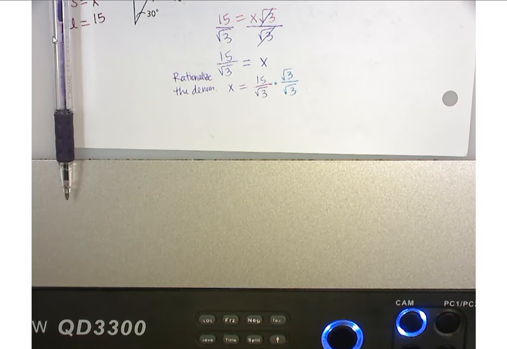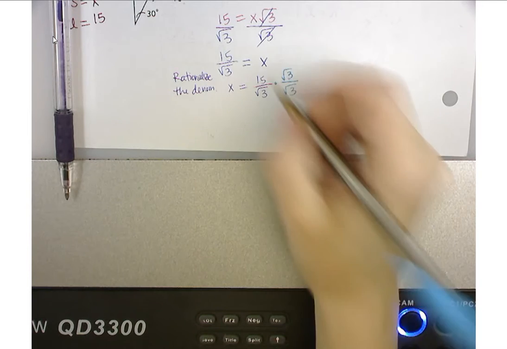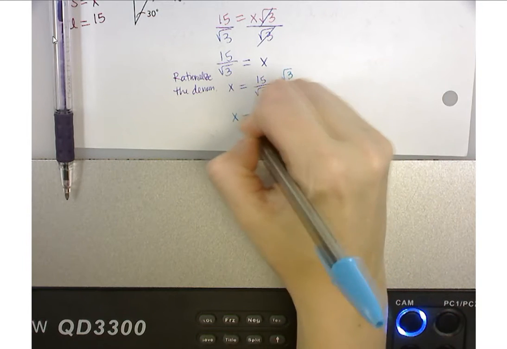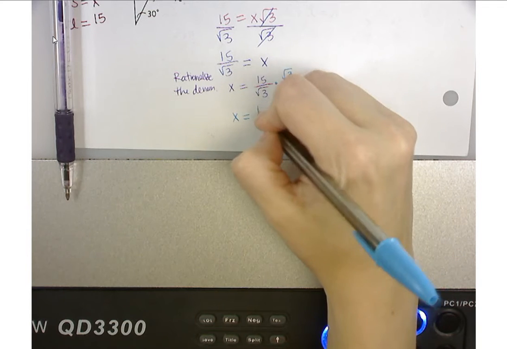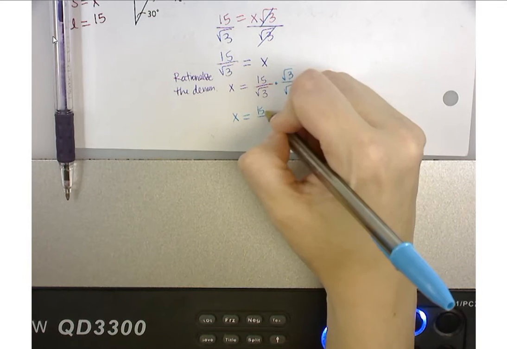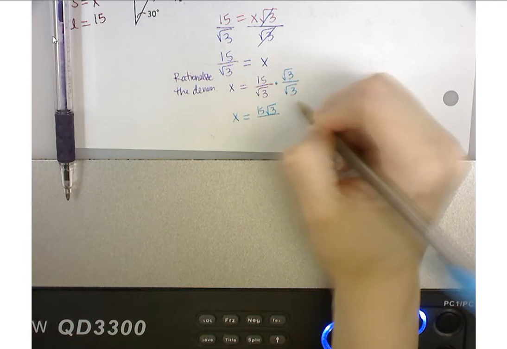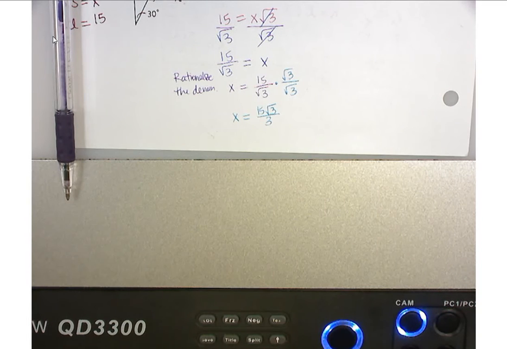Good. Okay, so then, Cam, tell me what I get when I multiply. 15 square root 3 over 3. Yes. Pretty good for being asleep.